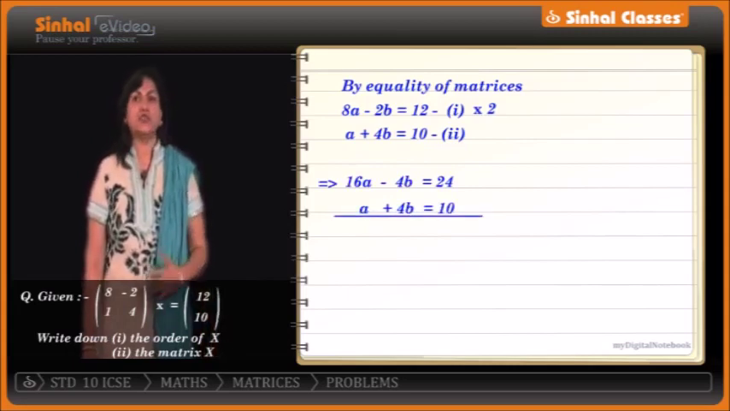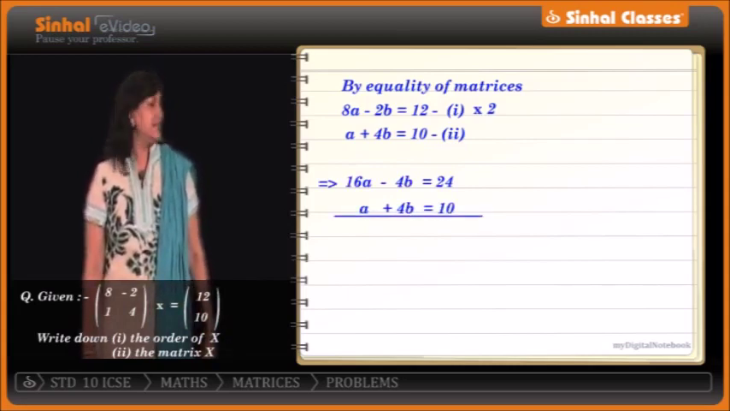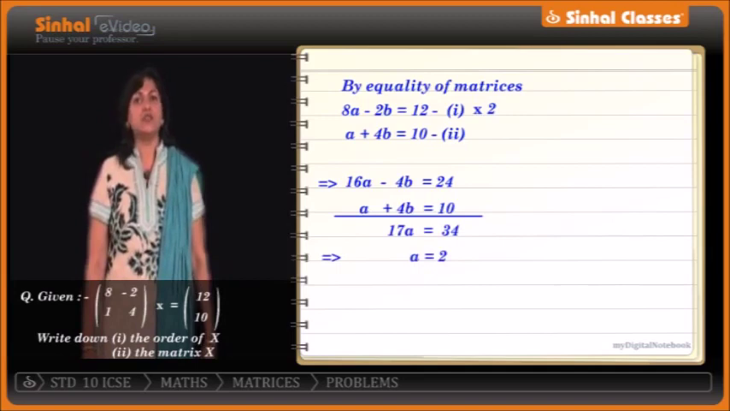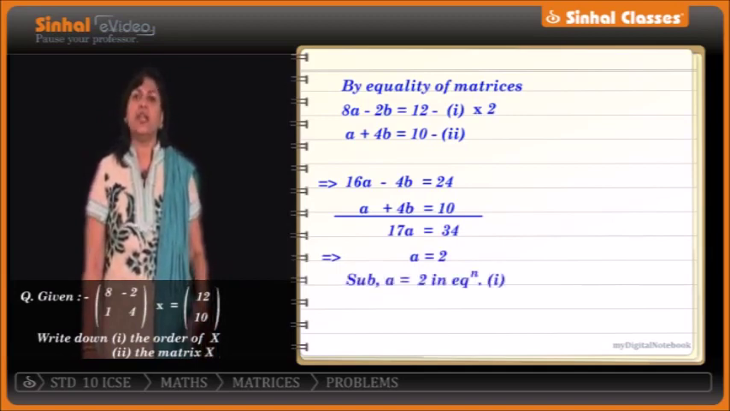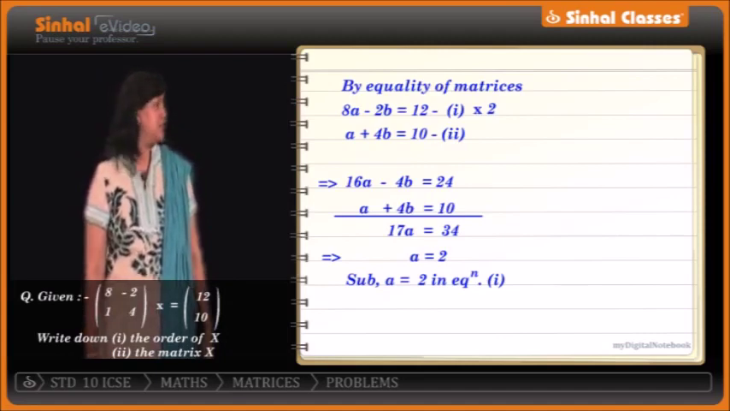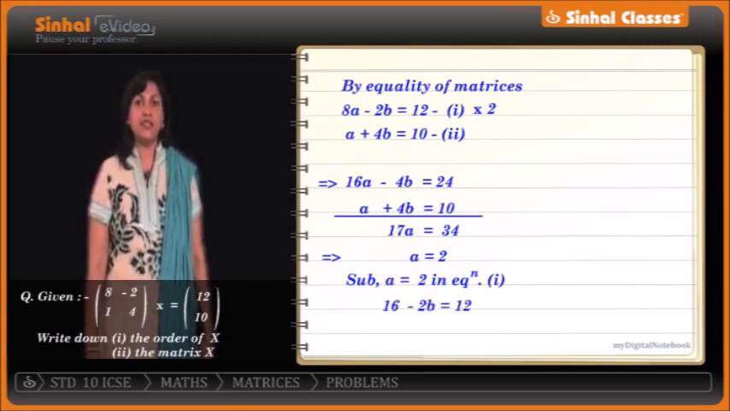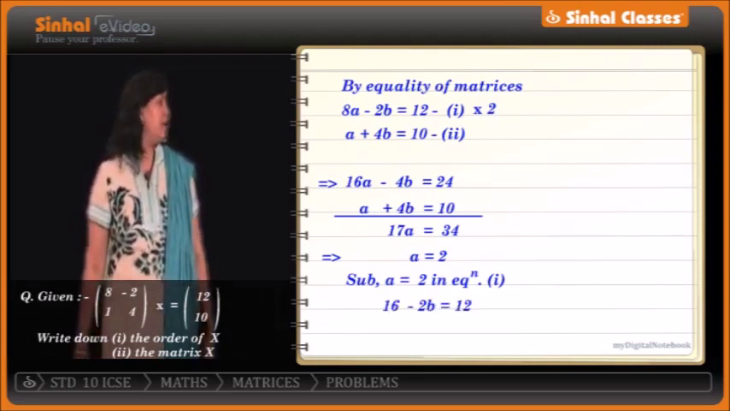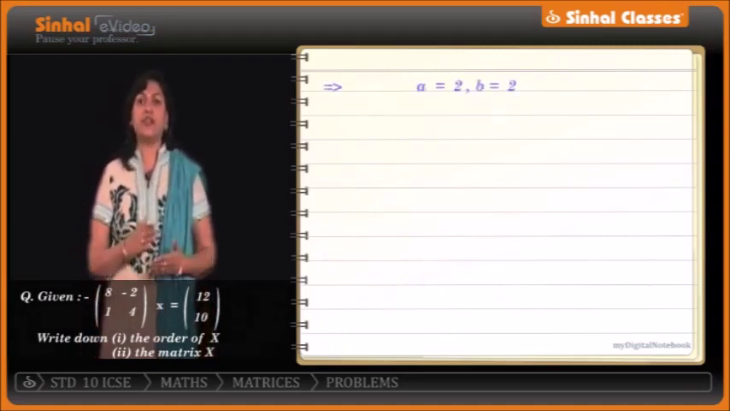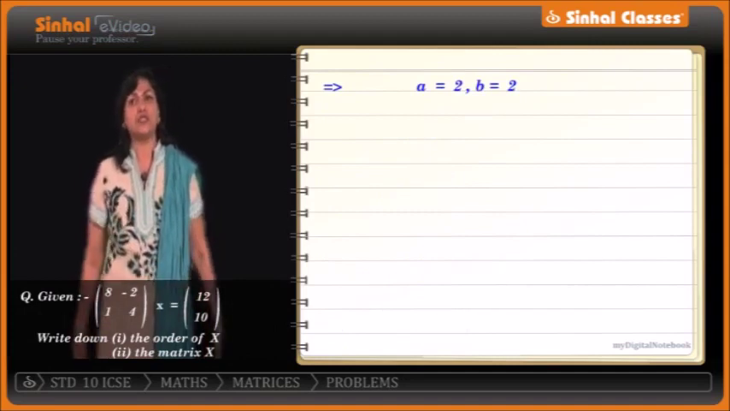We add these two equations, we get 17a equals 34. That is, a is equal to 2. Now substitute a as 2 in any of the two equations. We substitute in the first equation, we get 16 minus 2b is equal to 12. That is, minus 2b is equal to minus 4. And we get b as 2. So we've got a as 2 and b as 2.